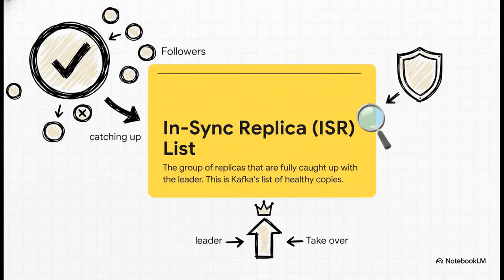And that brings us to, honestly, the most important concept here, the in-sync replica list, or ISR for short. Kafka is smart. It doesn't just assume all the followers are doing their job. Instead, it keeps this special, exclusive list of the replicas that it knows are fully caught up. Think of it like its A-team. These are the only copies it trusts to step in if the leader goes down.